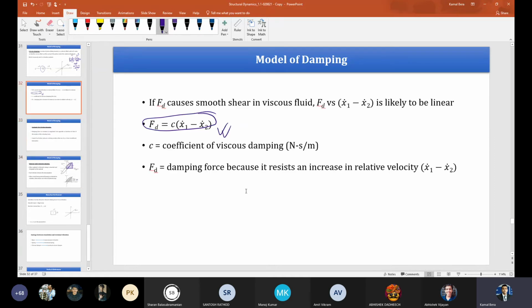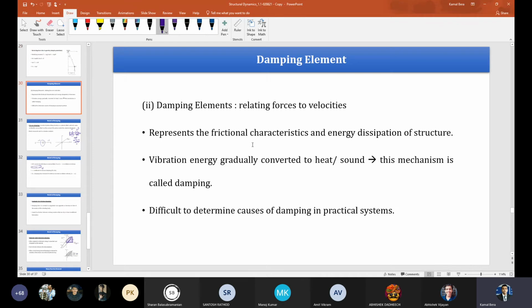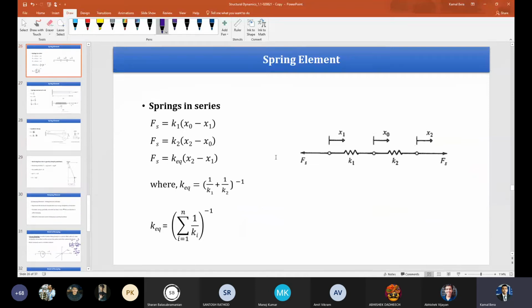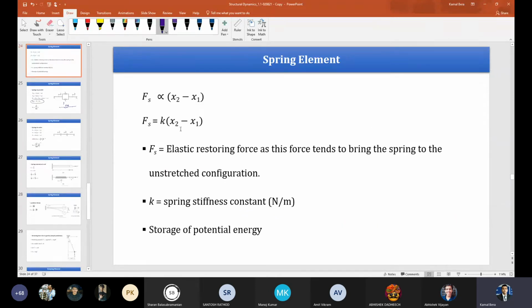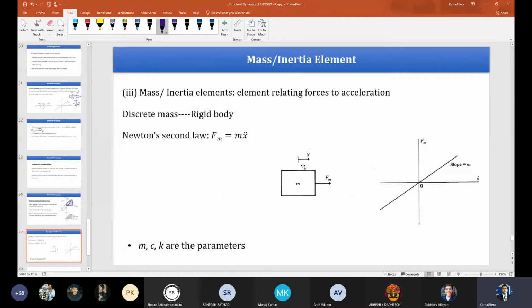Now, so far I have only discussed the translational degrees of freedom, where the spring force is k into x2 minus x1. It can also be done for the torsional system. For the torsional system, the spring torque Ft will be k theta, the torsional stiffness, times theta2 minus theta1, like this. So the equivalent system exists, and the torsional system will be like this, as given here.